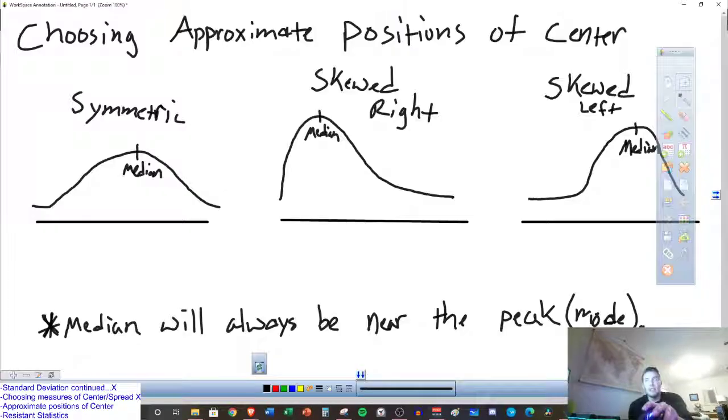So let's imagine that this is our data. So on this one, we're going to say, and this is typically going to be the rule, when they are symmetric, the mean will be approximately equal to the median.